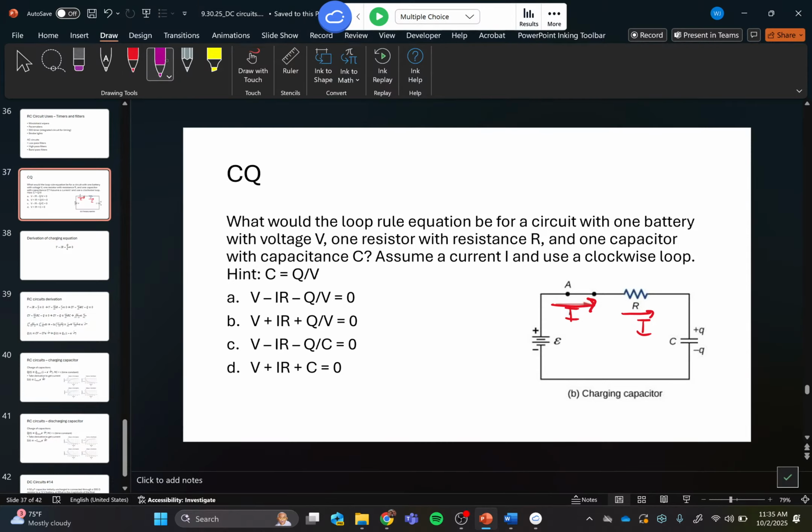So we pick some spot in our circuit. Let's just pick down here, and we are going to go clockwise. Why? Because that's what I said in the problem, just to make sure we all got the same answer.